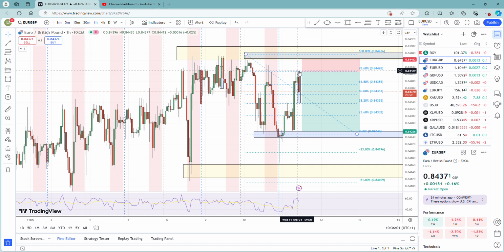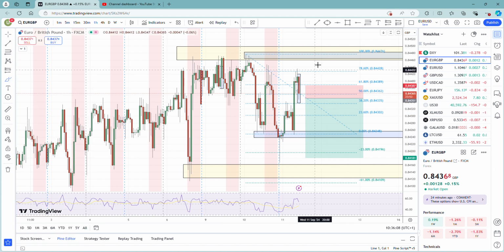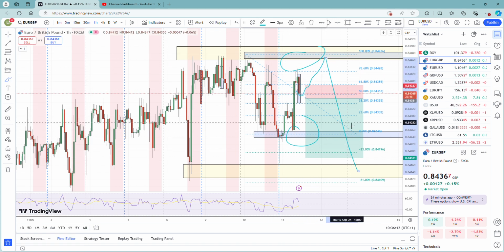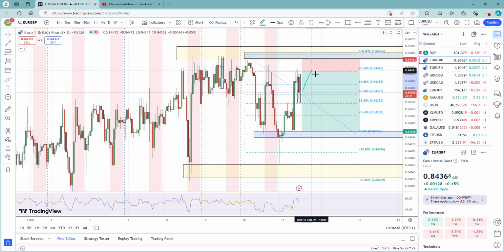I should have entered here. There's no point me entering here because it's in the middle of the 2 levels. Not only that, price can retrace further back and then go down. So I always want to improve my risk to reward ratio. That's my risk to reward management tool. Let's hope that we get a pullback before I can enter a trade down. That's a setup for Euro GBP today.